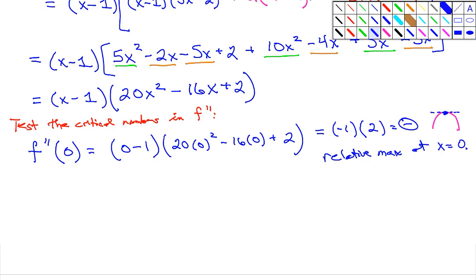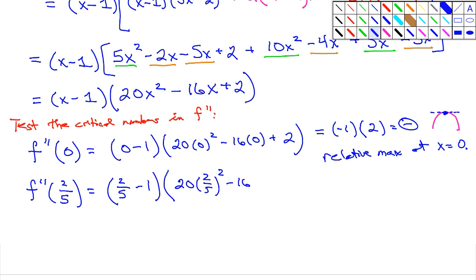All right, let's test 2/5 next. And so this would be 2/5 minus 1, and 20 times 2/5 squared minus 16 times 2/5 plus 2. And that is equal to a positive. I worked it out on the side here. And so since that's positive, that means the graph is concave up in that area, but at 2/5 we have a critical value, so that must mean we have a relative minimum at x equals 2/5.